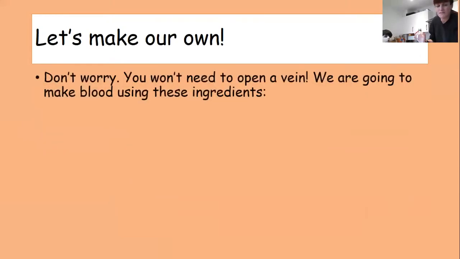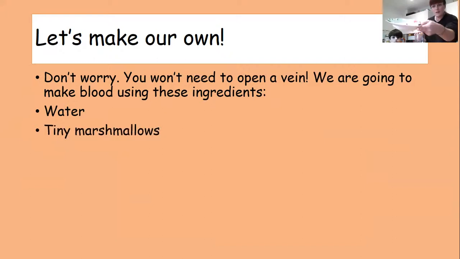Okay, so we're gonna make our own blood and we are gonna need some things. So we are going to need water, which I've got in a bottle. Lovely. If you're doing this at home and you've got anything you can put water in, that's fine. I'm doing it in a big bottle because that way you can see it. Tiny marshmallows. I've got little white marshmallows here. I'll show you them in a minute.